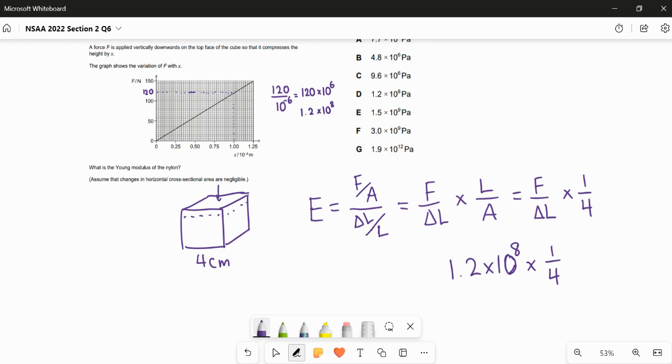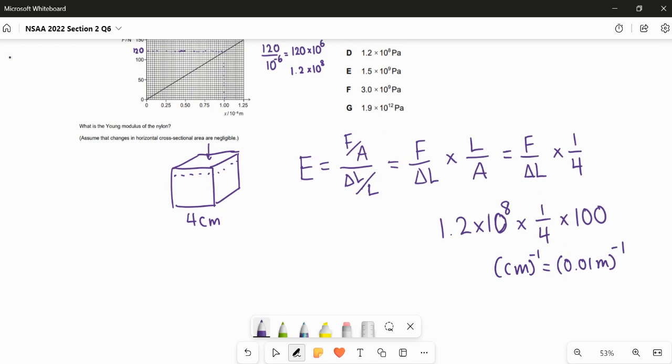So we need to convert that 1 over centimeter term into a meter. So we need to multiply this by 100. Since 1 centimeter is 100th of a meter, so a 1 over centimeter, so using this unit would give us 0.01 meters to the minus 1, which is 100 per meter.